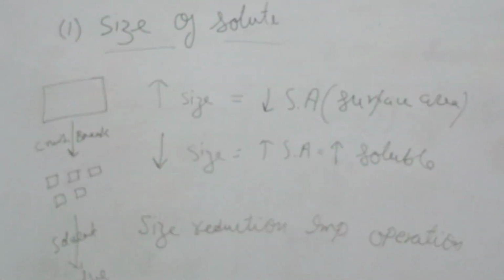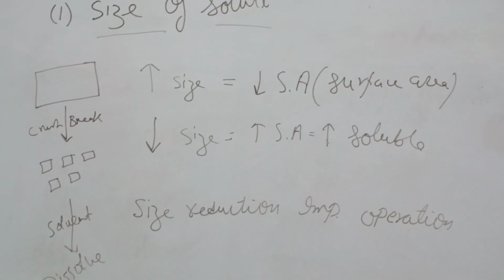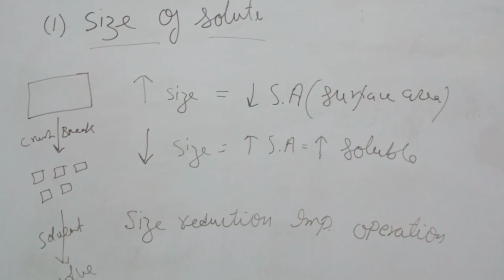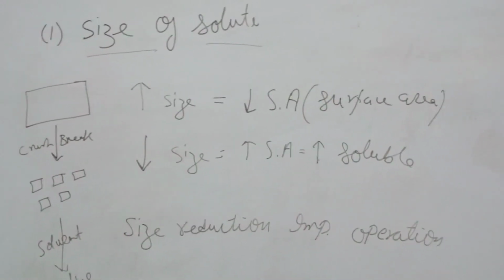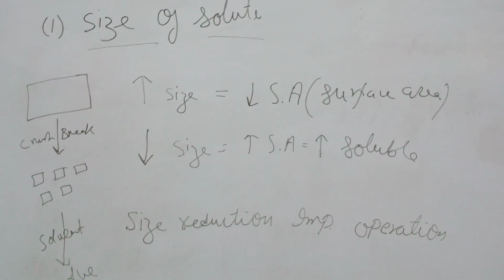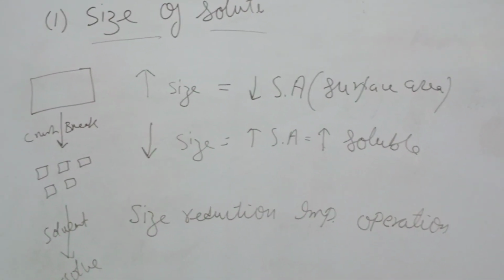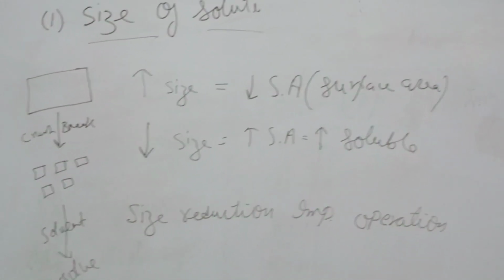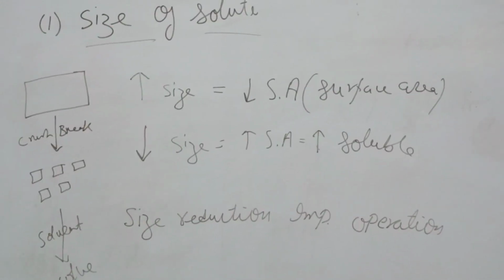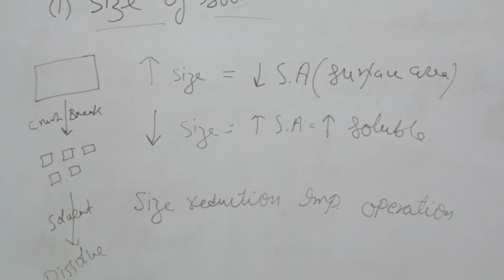So how does the size of a solute affect the solubility? The basic principle is, if the size of the solute is larger, it has a very small surface area, and hence it is difficult to solubilize. However, on the other hand, when the size of the solute is reduced, it has a very large surface area, and due to the large exposed surface area, that small-size solute gets solubilized very well and easily.